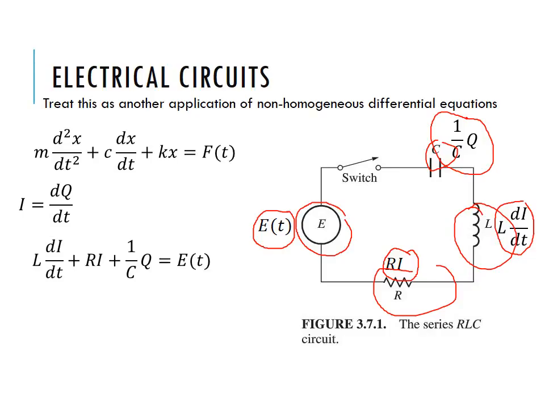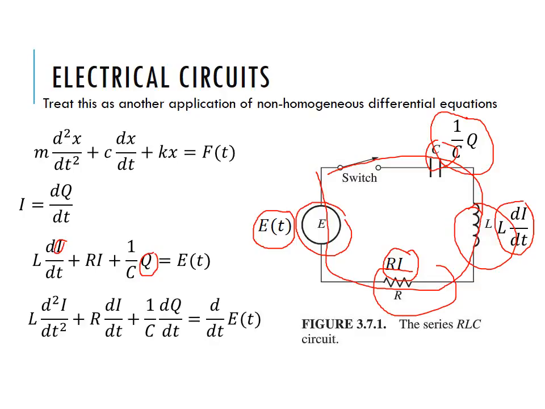So if we go around this complete loop here, and add up all the elements in there, that has to equal the voltage drop across the power supply. So we've got the voltage drop across the inductor, the voltage drop across the resistor, and the voltage drop across the capacitor. And this gives us another differential equation. But the problem is we have a derivative with respect to I here and a Q here. So we need to relate them.